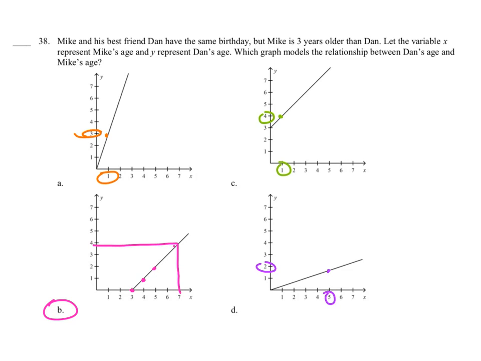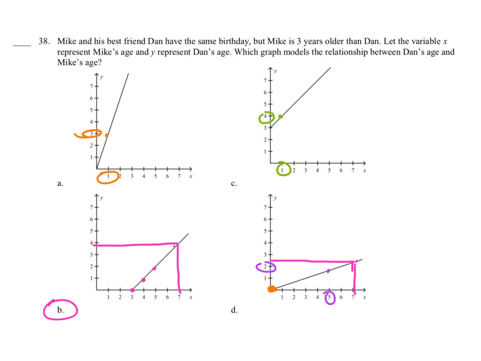Follow it straight up, hit that, follow it over. Looks good. When Mike is 7, Dan should be 4, right? But when you follow it over, it doesn't actually run into 4. He's not 3 years older each time. And in fact, following it all the way back here, this spot here in orange, says that at some point in time they were exactly the same age.